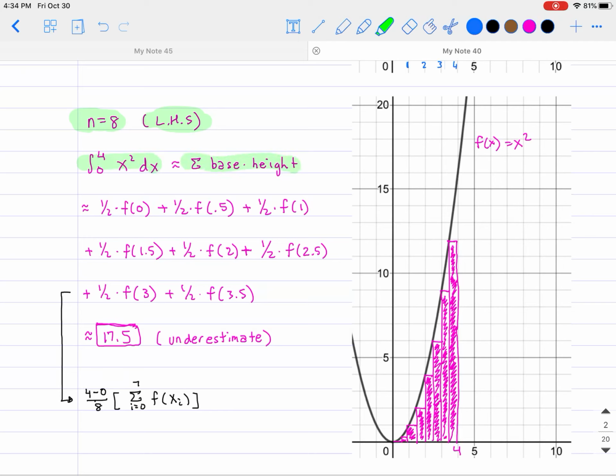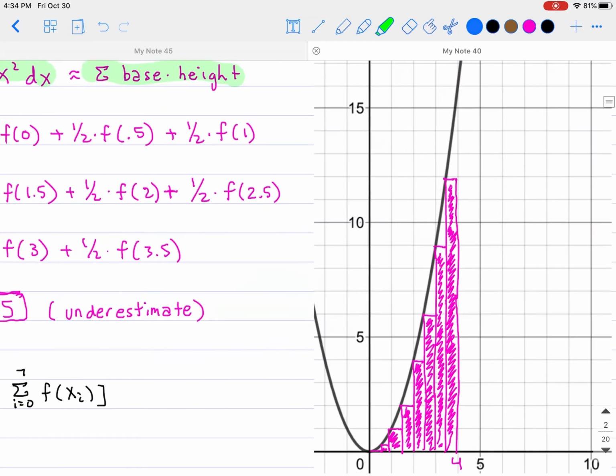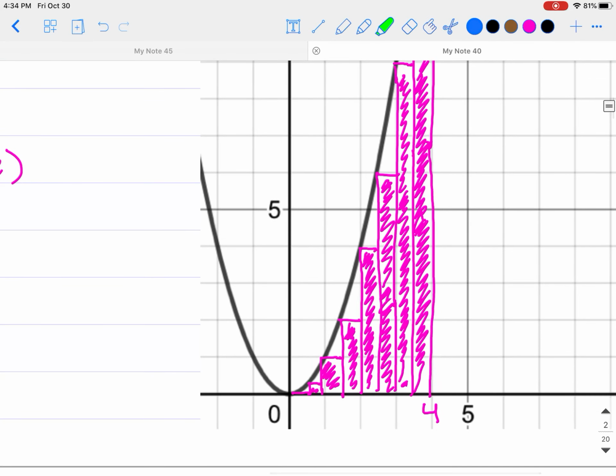So in this case, you can see I'm going to let n, the number of partitions, be equal to 8, and we're still going to use the left-hand side rule. So the estimate for the area under the curve is, once again, always going to be base times height. And now there are going to be 8 partitions, where the length of the base of each one is going to be 0.5.